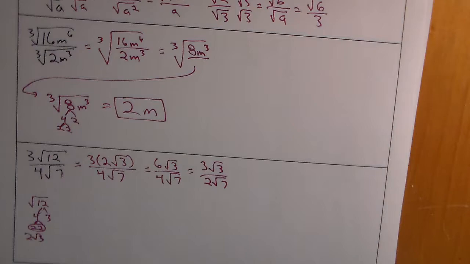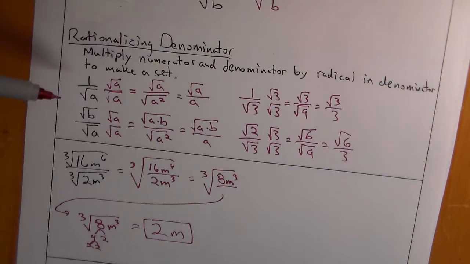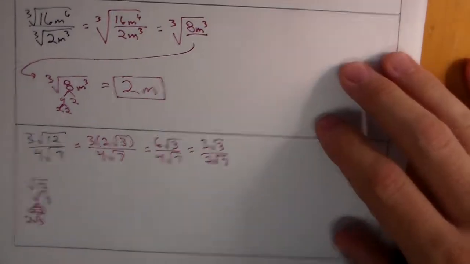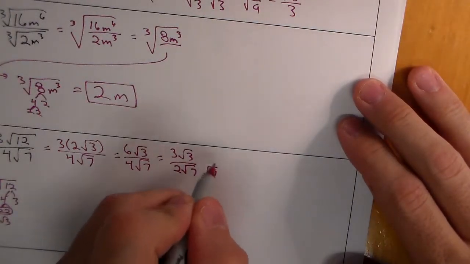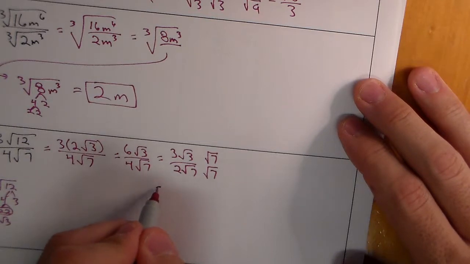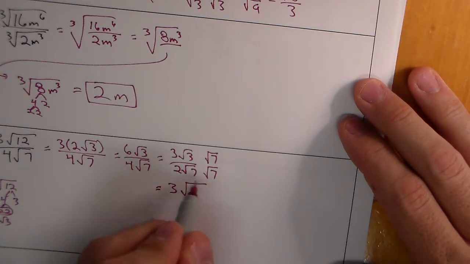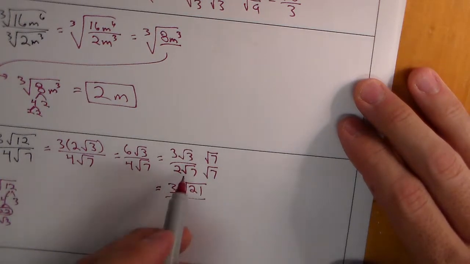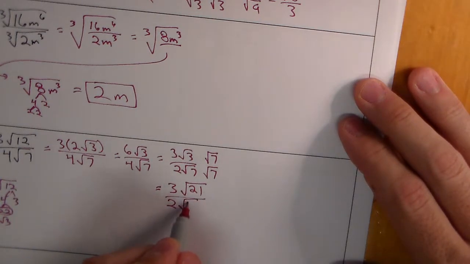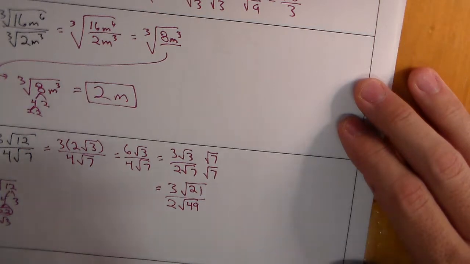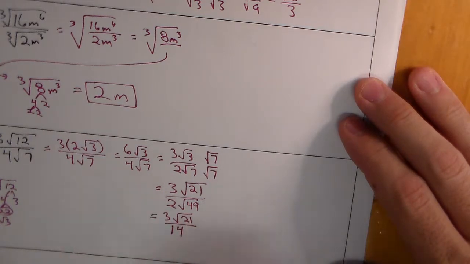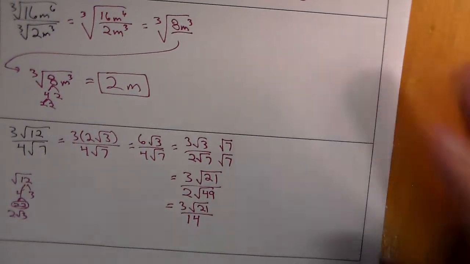I get to this point, I can't simplify any further. This is where we have to rationalize the denominator. I have a root 7 on the bottom. I need to get rid of it. So I'm going to multiply the top and the bottom by the square root of 7. This is going to give me 3 square root of 21 at the top, 3 times 7 in the radical. And on the bottom, it's 2 square root of 49. Now we did this because the square root of 49 is 7. 7 times 2 gives me 14, and that is my simplified answer.